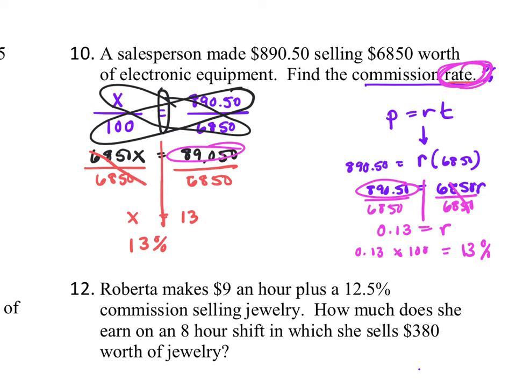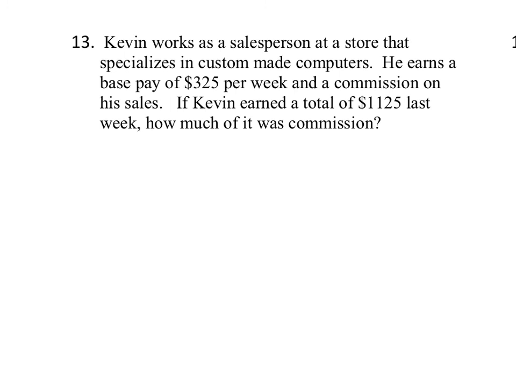So those two problems were a little bit more complex. Let's do one final problem together. Let's look at number 13. Kevin works as a salesperson at a store that specializes in custom-made computers. He earns a base pay of $325 per week and a commission on his sales. If Kevin earned a total of $1,125 last week, how much of it was commission?